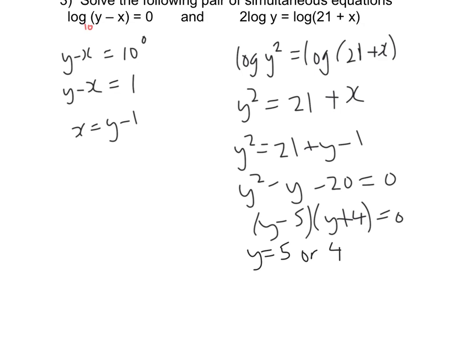And then we need to go back and get our x's. So when y is 5, x would be 5 minus 1, so 4. And when y is 4, x would be 4 minus 1, which is 3.